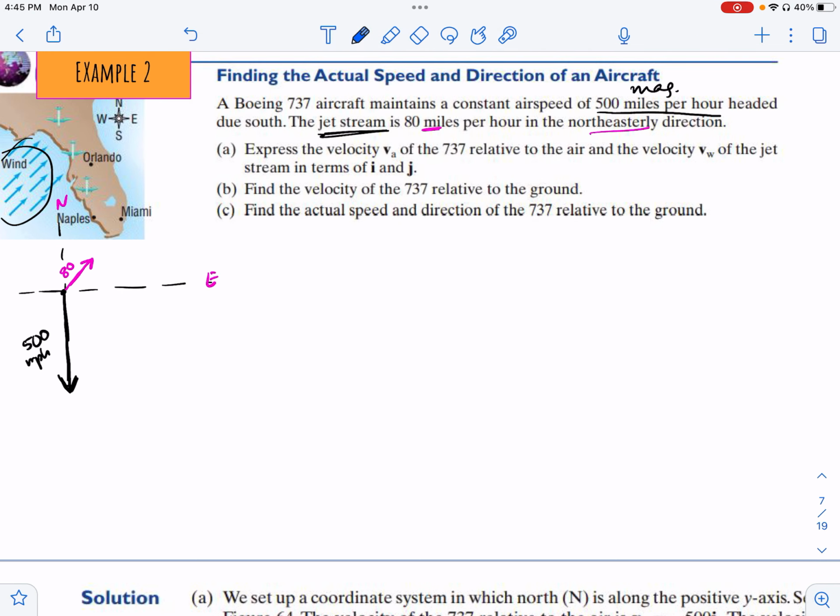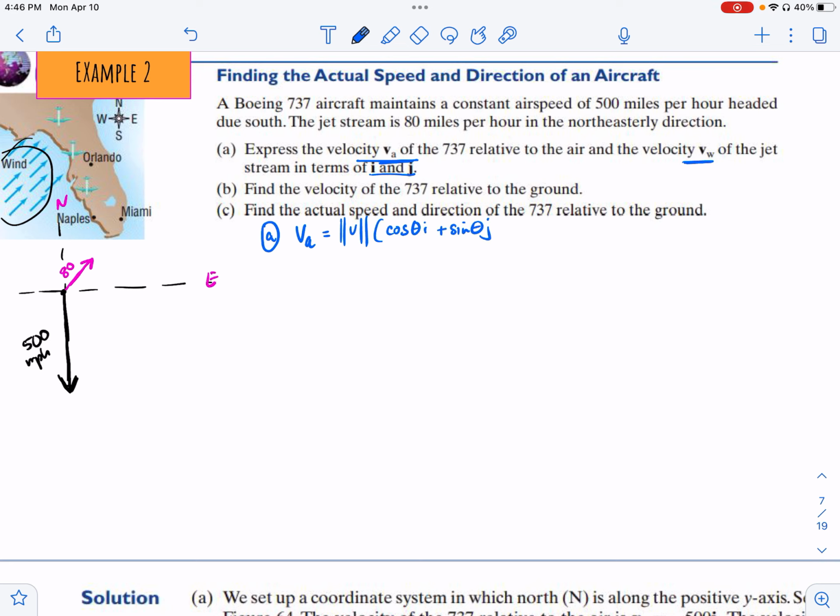So let's see what they're asking me. They're asking me to express the velocity VA of the Boeing. VA is what they want to use for the velocity of the aircraft. I think A is for the aircraft. And then also use VW for the velocity of the wind, and express both of them in terms of i and j, which means the same formula that we just used, which was its magnitude, and cosine of the angle, stick an i, plus sine of the angle, stick j with it.